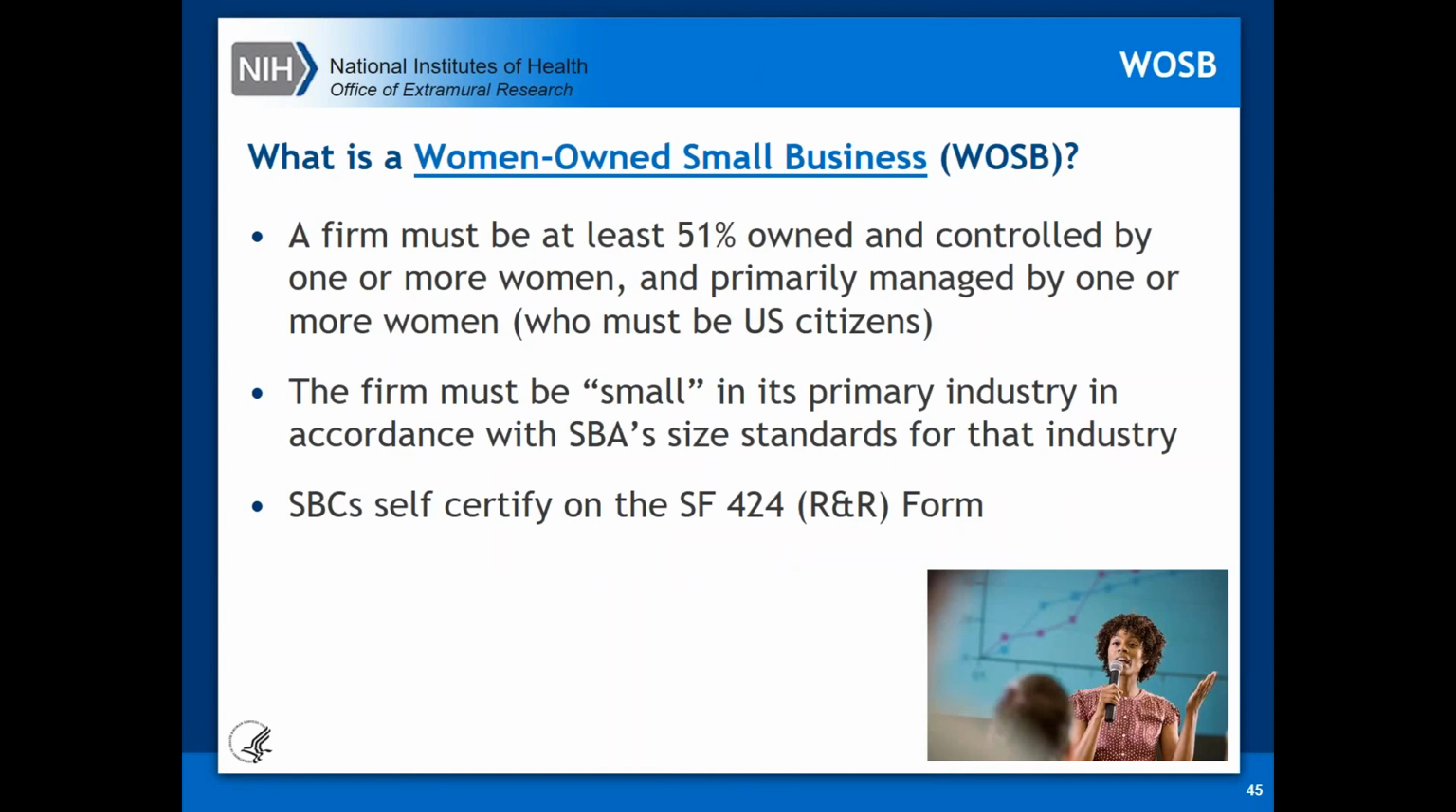But best to actually get it in on time. We talked about, briefly, some of the goals of the SBIR program. So one of the things is the women-owned small business. What is a women-owned small business? A firm must be at least 51% owned and controlled by 1 or more women and primarily engaged by 1 or more women who must be U.S. citizens. The firm must be small in its primary industry in accordance with SBA size standards for that industry, and the small business must self-certify on the SF424 R&R application form.